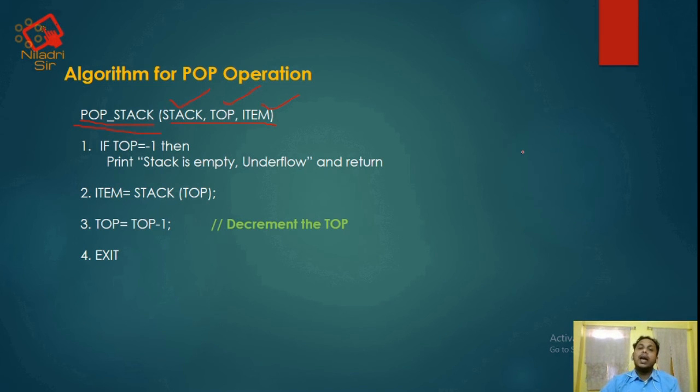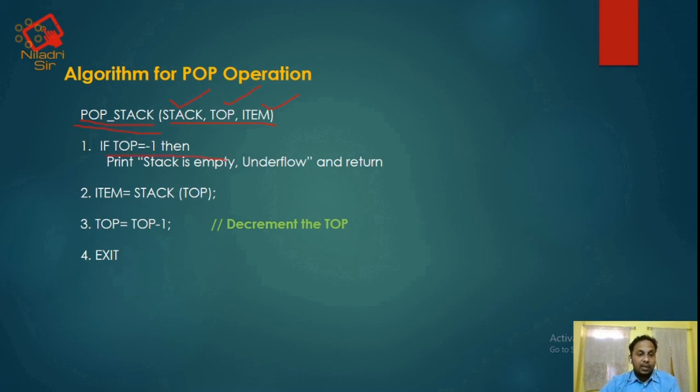When the value of top is -1, there is no element in the stack, so the delete or pop operation cannot be performed. Top at -1 means there is no value in the stack. If there is no element in the stack, we cannot delete any element, or perform the pop operation. So here is the condition.